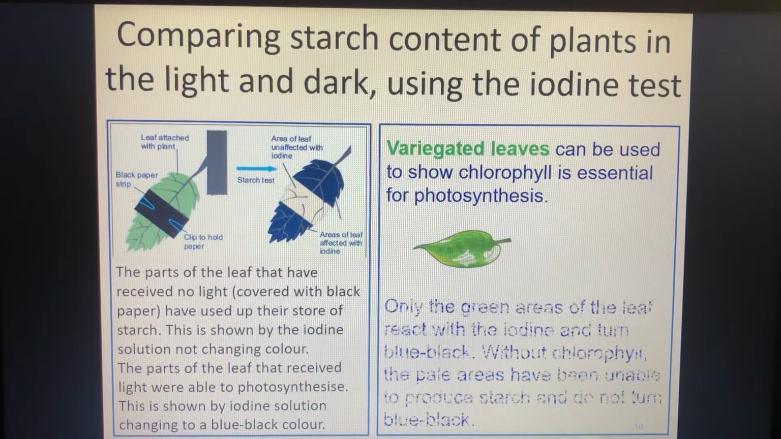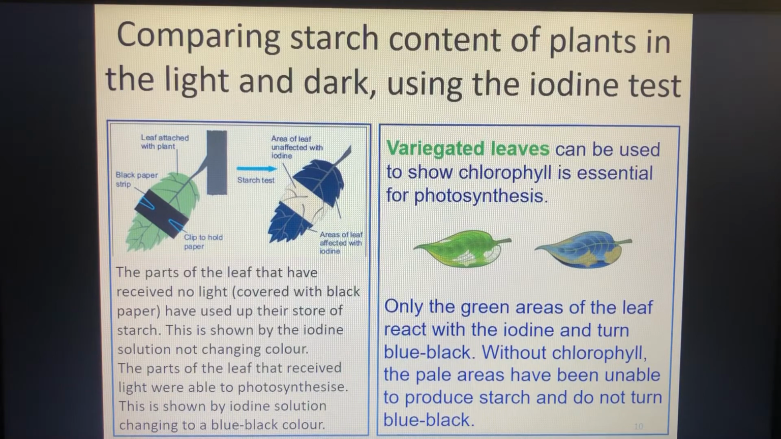Okay, we're now going to look at the practical we did. Again, not a required practical, but a favourite with the exam board. This one is looking at the storage of starch in the plant. We said that plants go through photosynthesis, it makes the glucose, and then they use the glucose in 5 different ways.